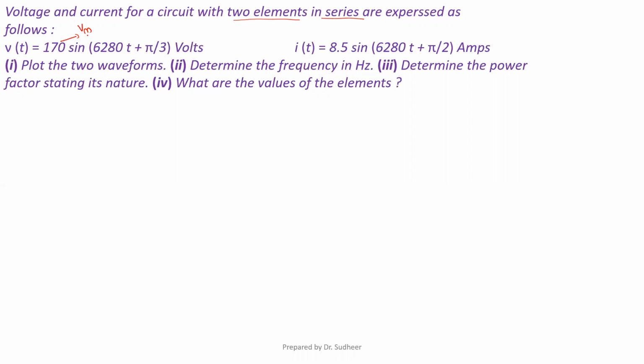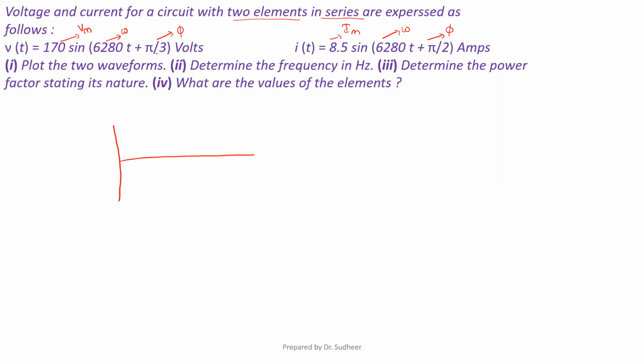Vm is 170 sine omega t, where omega is 6280 radians per second and the phase angle is pi by 3. The current flowing is given by Im sine 6280 t, where this is the frequency in radians per second, and this is the phase angle. First, you draw both the waveforms. Let us try to plot both the waveforms.